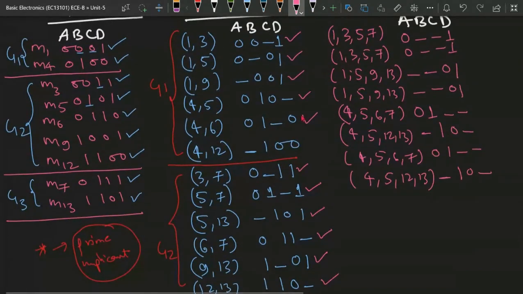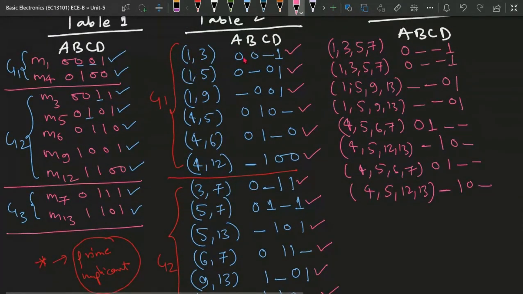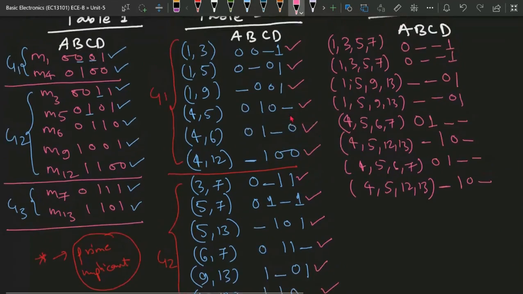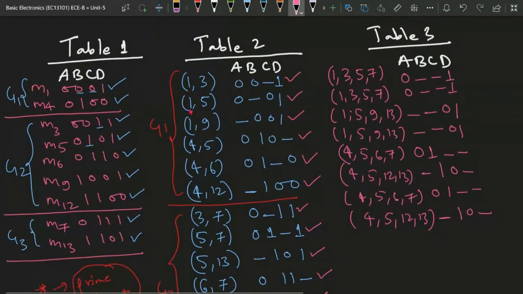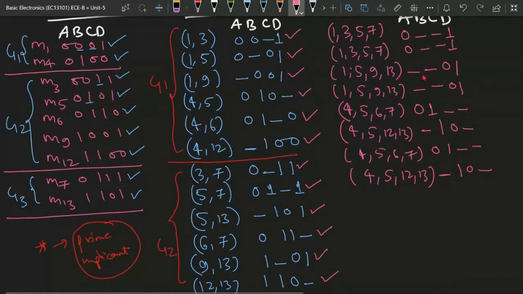So all possible terms will be taken together. Here you can see that after all possible combinations of pairing, all terms have been ticked. That means either one time or two times they have been paired. It has been ticked in the sense that these terms will not be part of the minimized expression. So here now you can see.